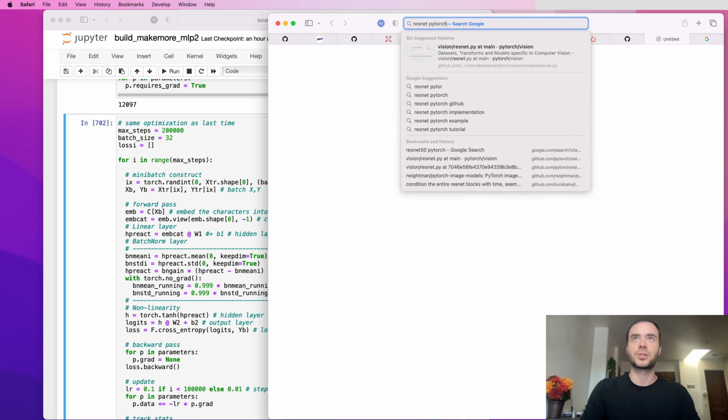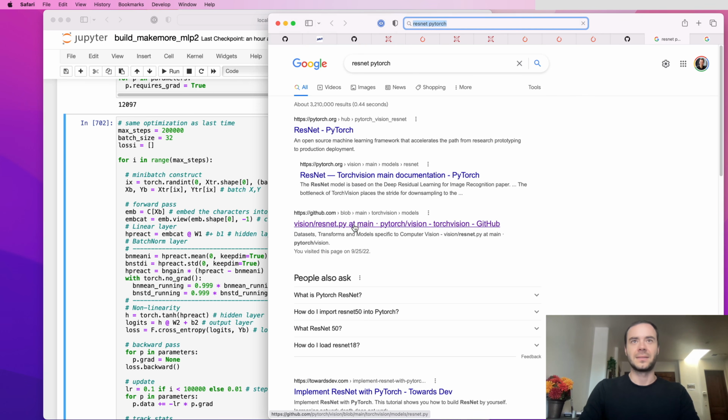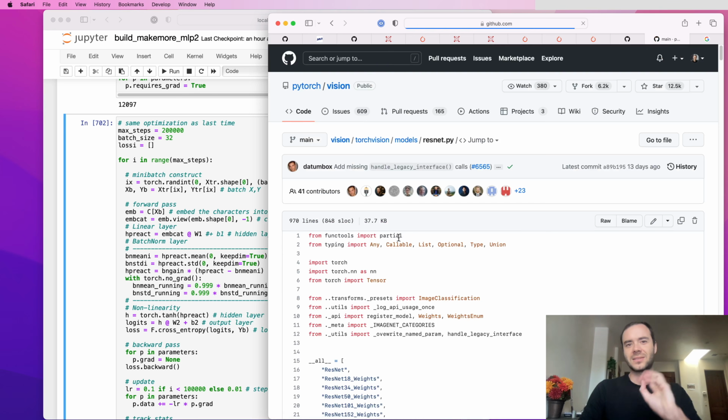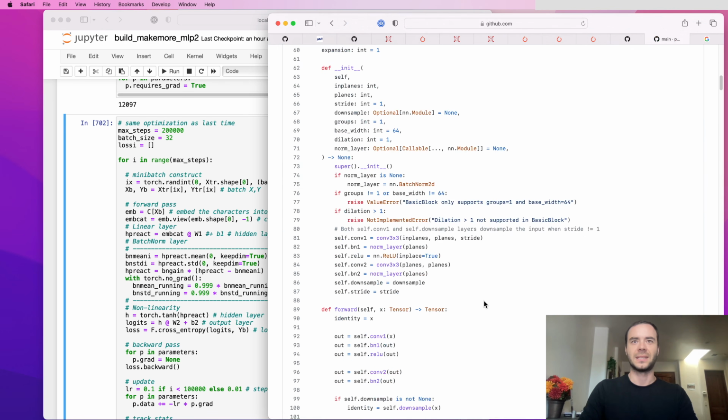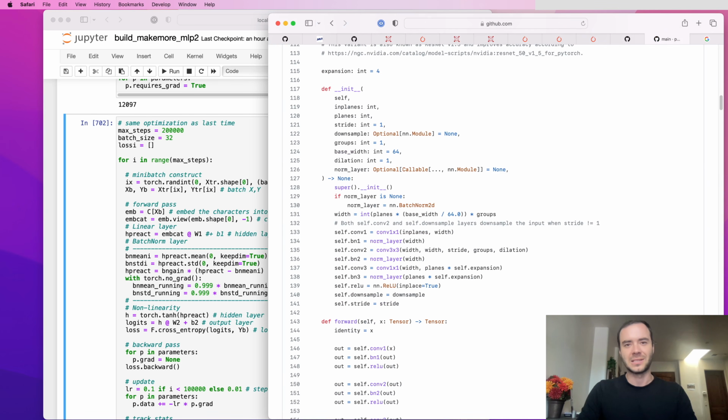By the way, this example here is very easy to find. Just search ResNet PyTorch, and it's this example here. So this is kind of like the stock implementation of a residual neural network in PyTorch, and you can find that here. But of course, I haven't covered many of these parts yet.